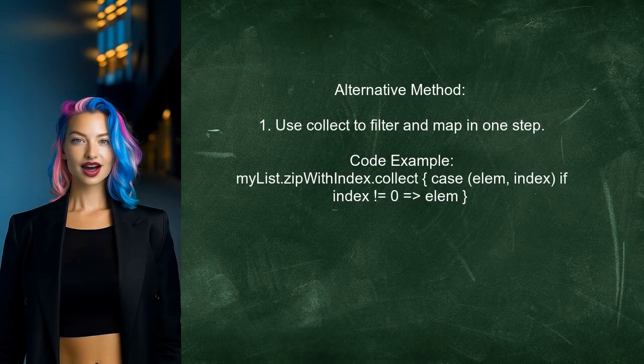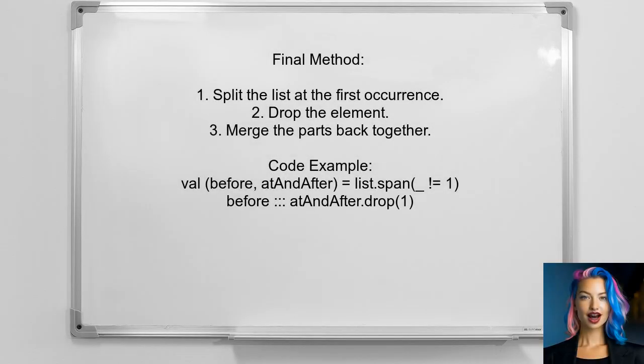Another method is to use the collect function, which combines filtering and mapping in one step. You can specify a case to drop the unwanted index while collecting the elements. Lastly, you can split the list at the first occurrence of the element you want to remove, drop that element, and then merge the 2 parts back together.